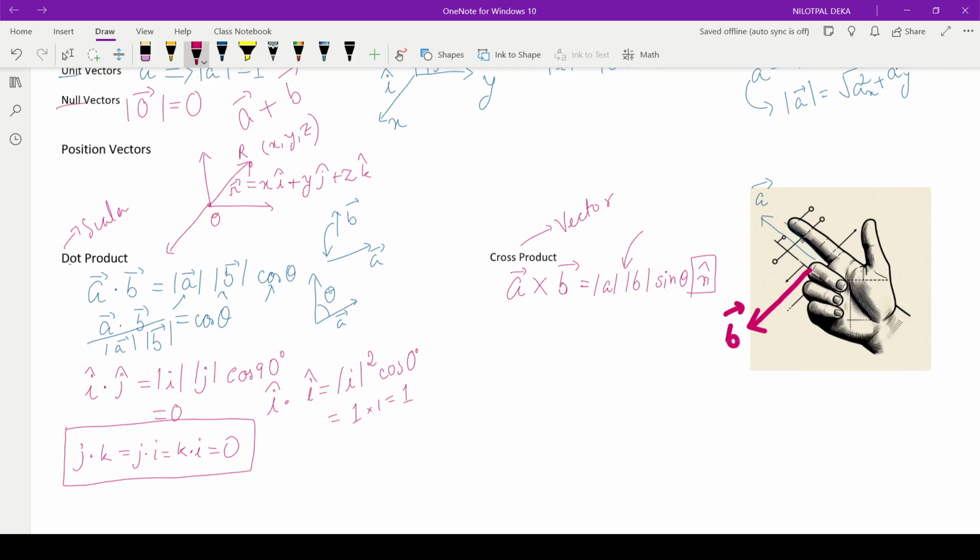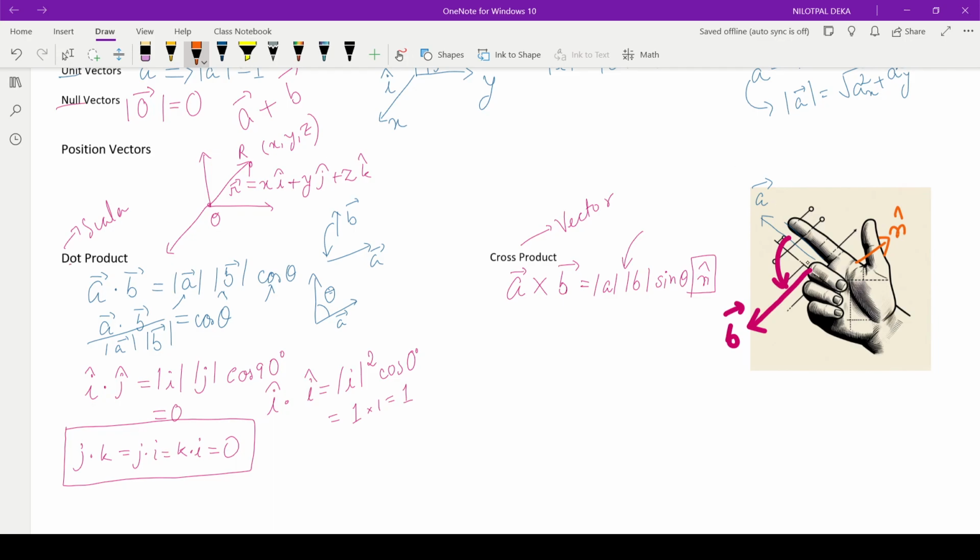All right, so what I will do is point the fingers of my right hand in the direction of A, and then curl them towards B. When I curl them towards B, the thumb will give me the direction of n cap. You can try it for yourself. A cross B: simply point all the fingers of your hand towards A and curl them towards B.